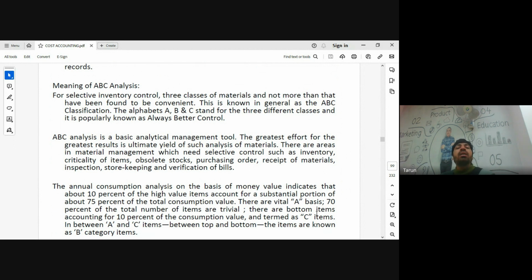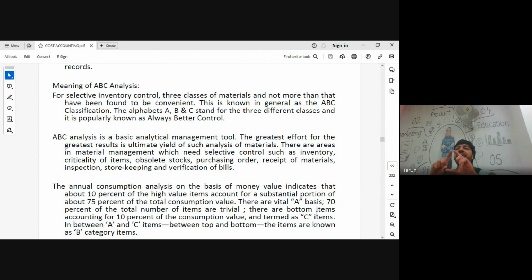So, for a substantial portion, about 75% of the total consumption value. There are three bases: A basis, B basis, and C basis. These are the A basis, 70% of the total items are trivial. These are the bottom items accounted for the 10% of the consumption value and termed as C items, which in between A and C, the top and bottom, the item we call the B categories item.